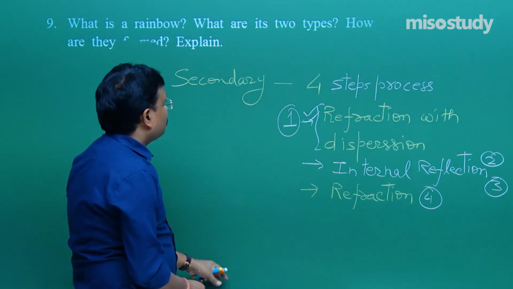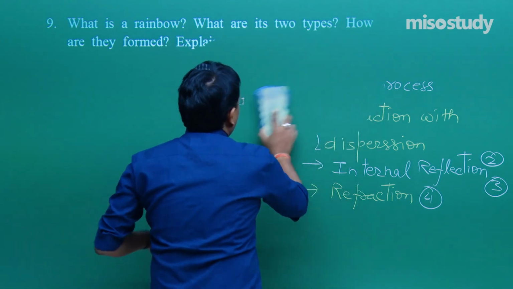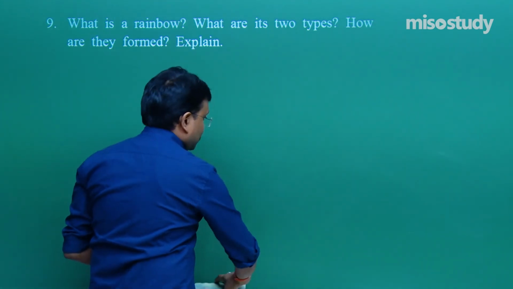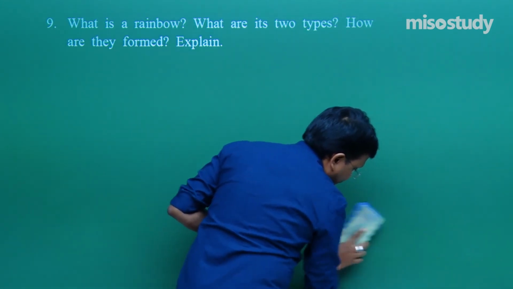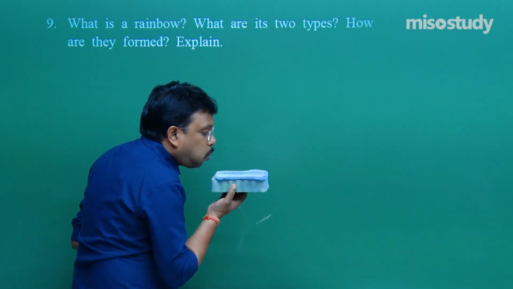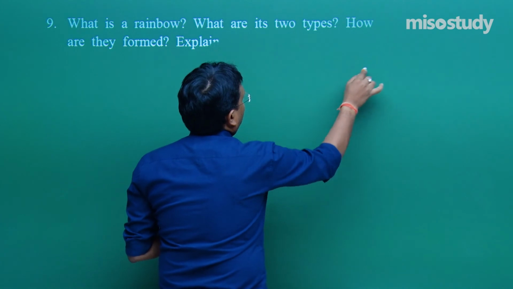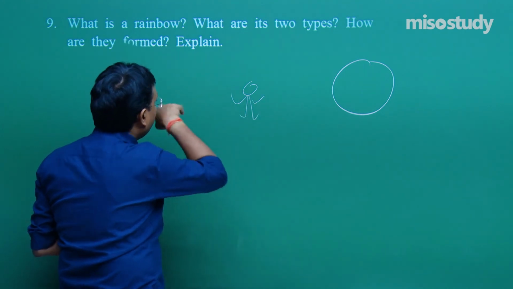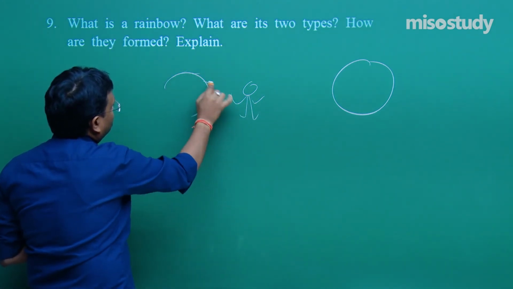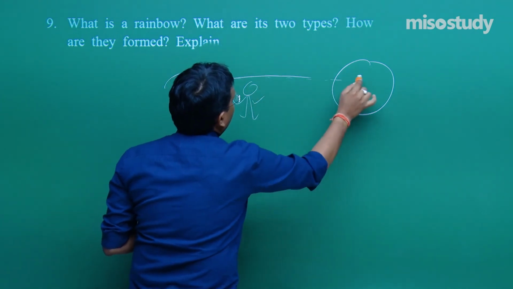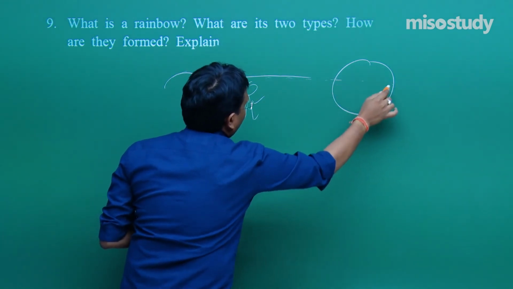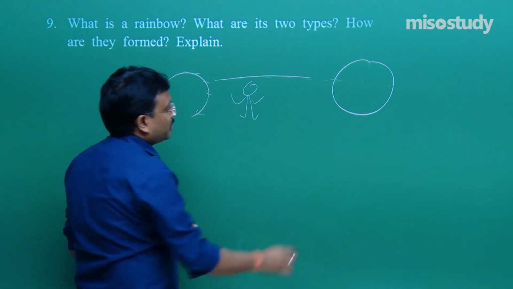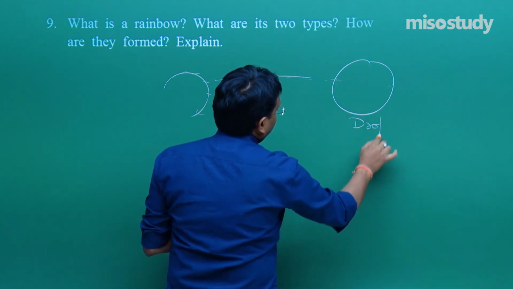Fine. Now if we want to describe how this rainbow formation takes place, you have to show the situation like this. This is a raindrop. As a person, I am standing here, and the sun is here. So the light ray goes like this: refraction, then internal reflection, then dispersion, then coming out. So this way by a simple ray diagram you can show this situation. This is the drop. Okay.